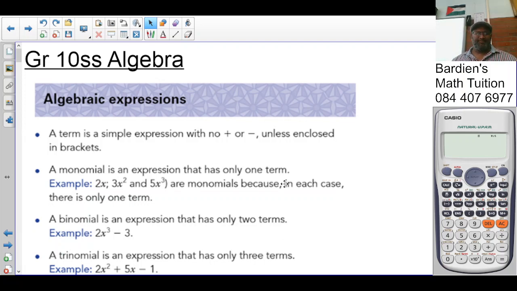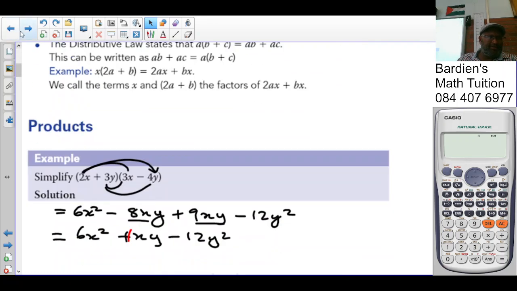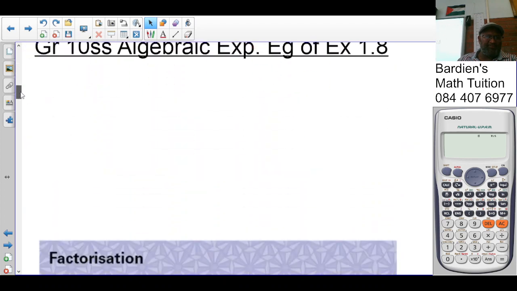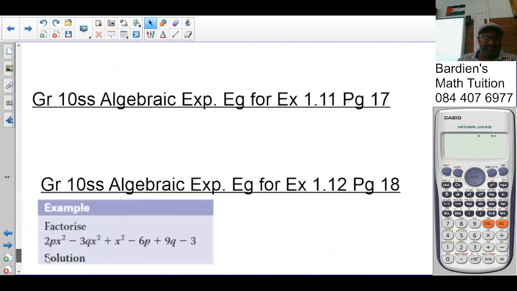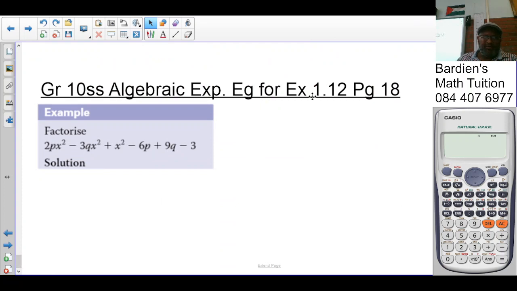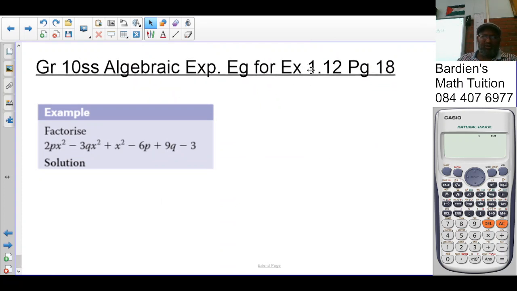Good afternoon, class. So today we're looking at algebra. We are busy with factorization, correct? So today we're looking at the examples for exercise 1.12. Is that correct? And that's on page 18. All right.